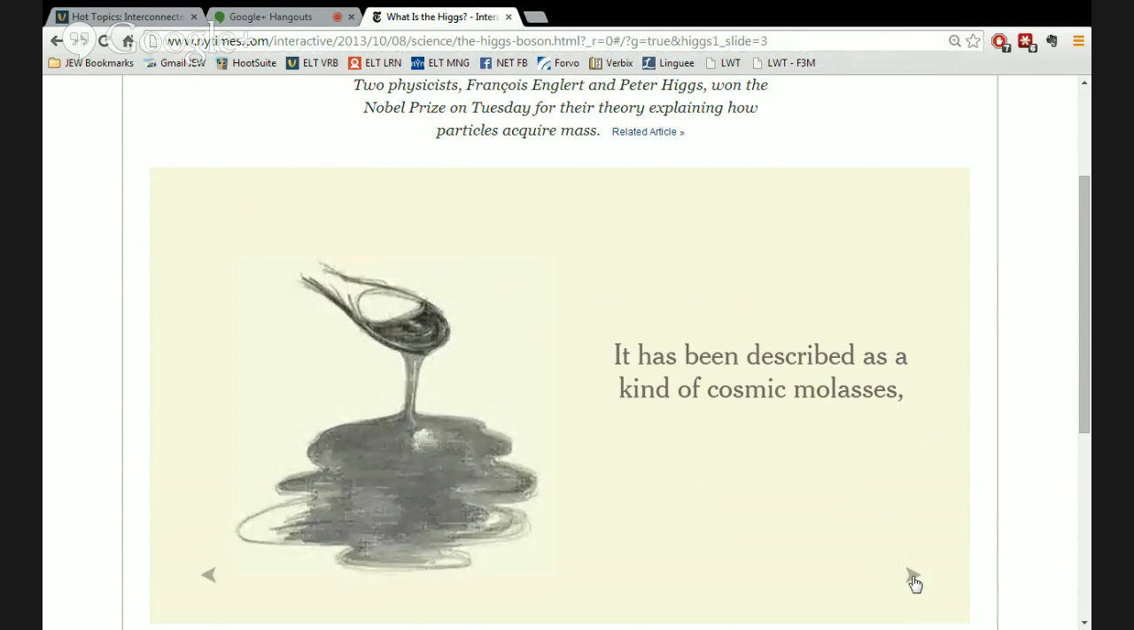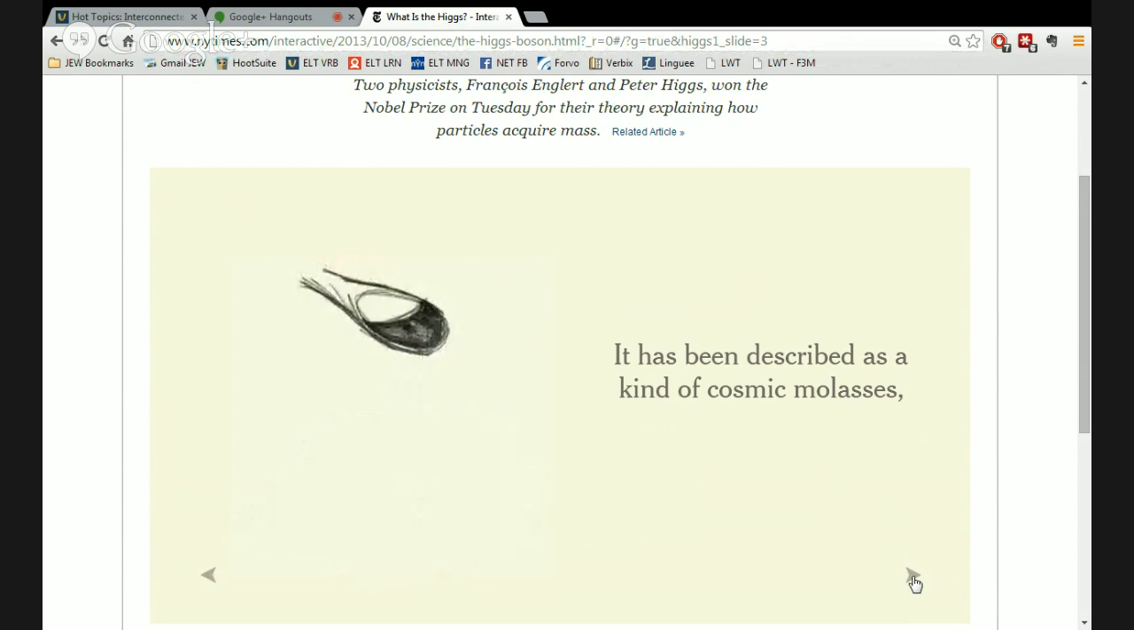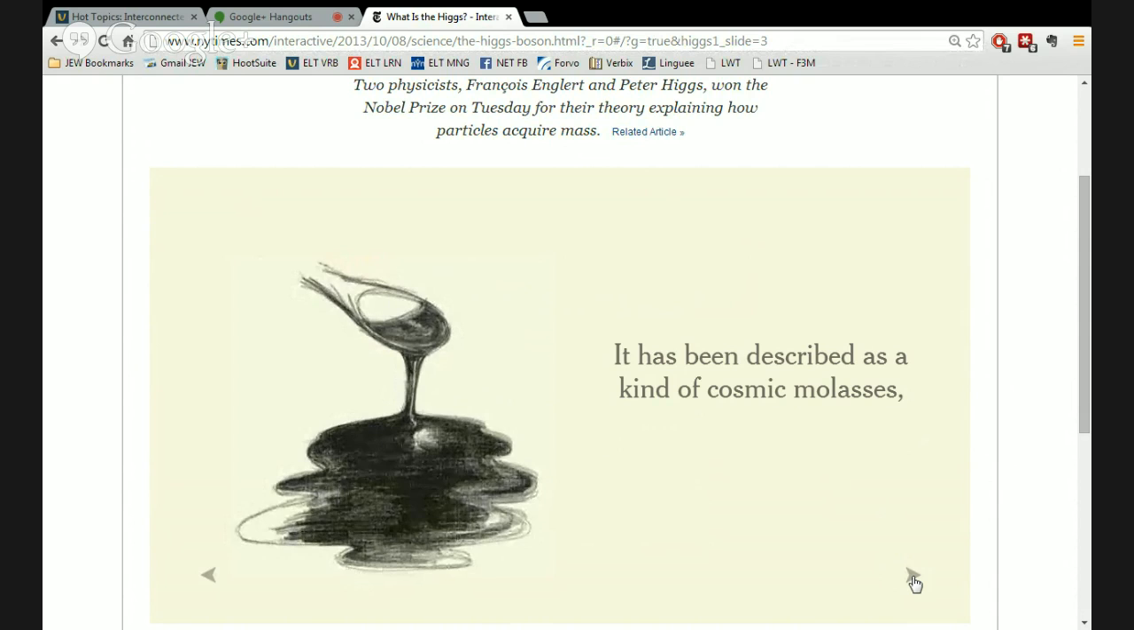So how would you describe the picture there? It looks like honey leaking from... Not leaking, but dropping from a spoon onto the desk, onto the table.